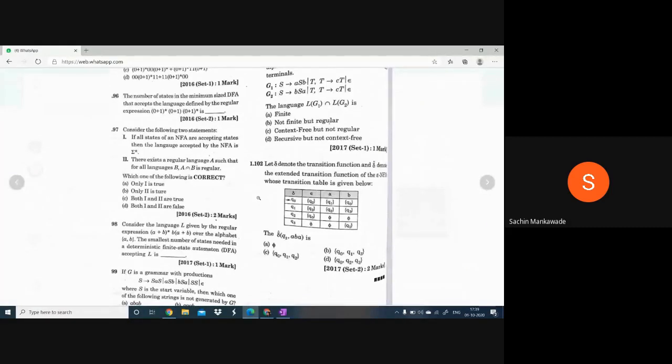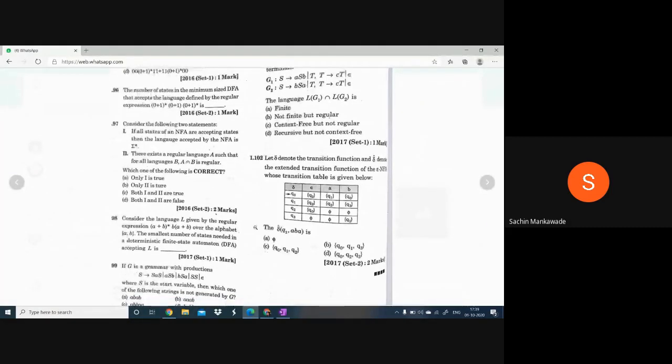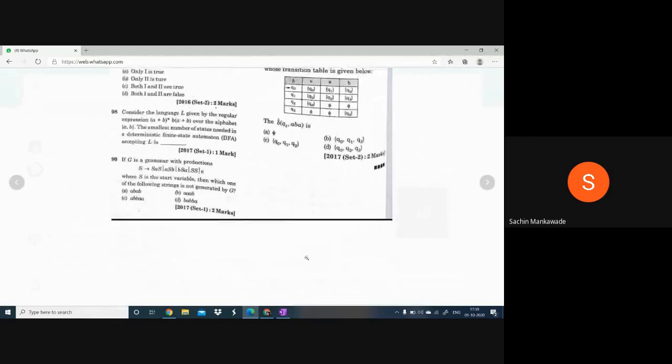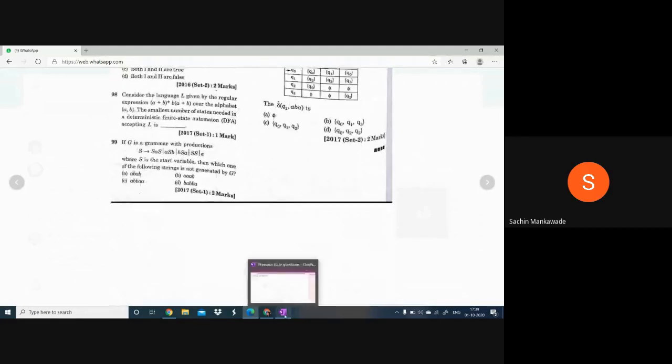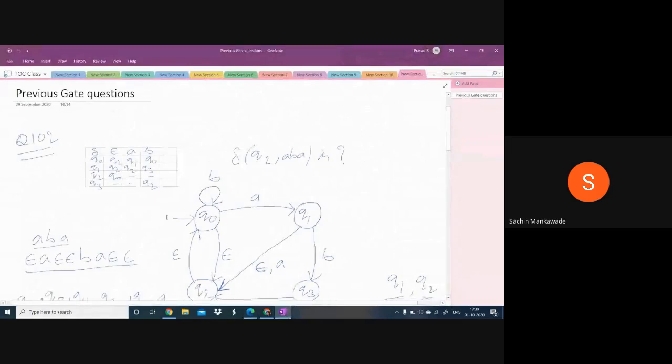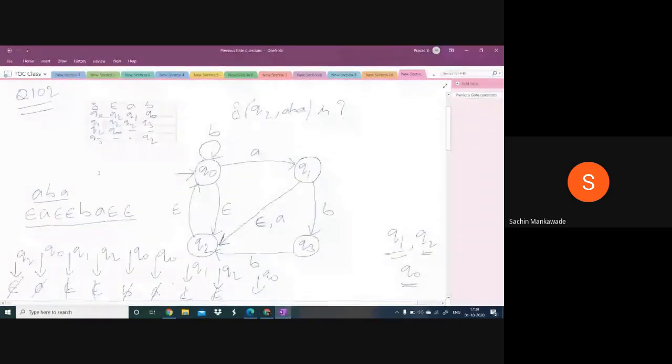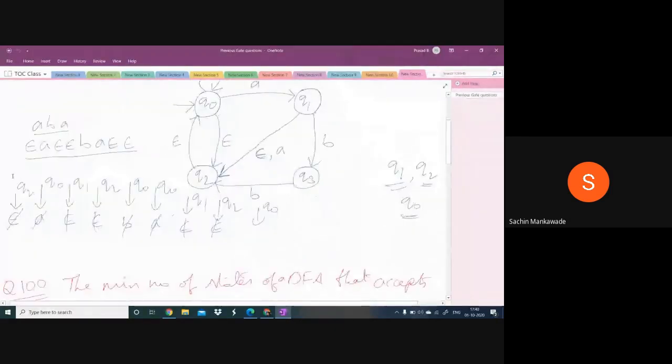No one? Okay. For this question, construct the diagram first. It will be easy. If you construct the diagram, then it is very easy to solve the question.